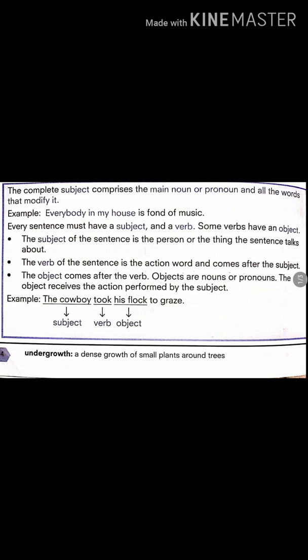Here an example is taken. The cowboy took his flock to graze. So here the subject is the cowboy. Took is the action word. The action is to take and it is the verb, and the object is his flock. So the object answers the "what" of the verb. Now here, the cowboy took what? He took his flock to graze. So the object answers the "what" of the verb.